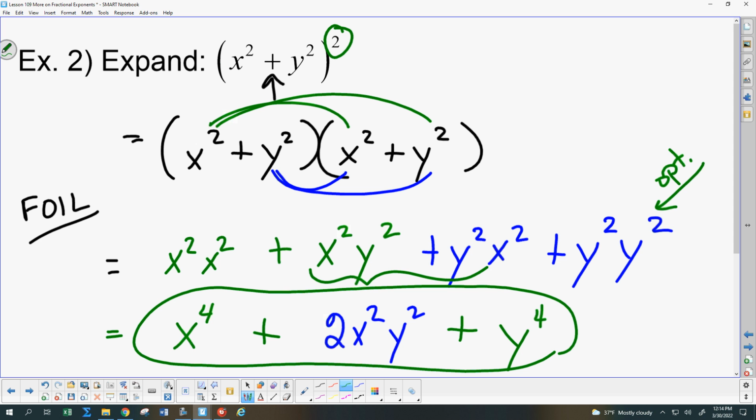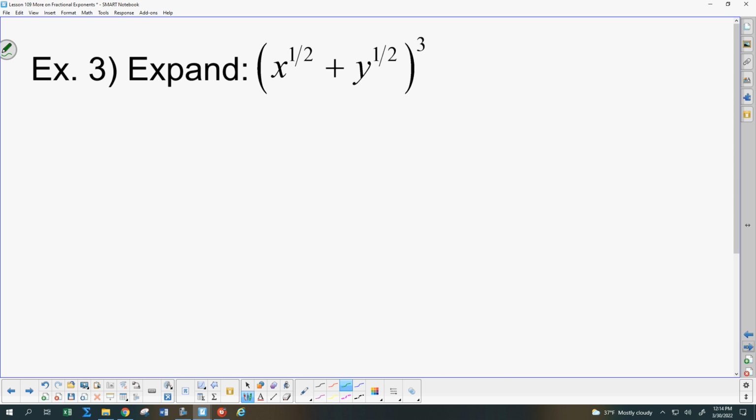Questions there? Okay, let's get a bit messier here with my last two examples. Okay, now I've got a plus in there again. So I can't just say it's x to the 1/2 cubed plus y to the 1/2 cubed. That only works when there are no pluses or minuses in there. So for this one, I need to think about that as being parentheses times parentheses times parentheses.